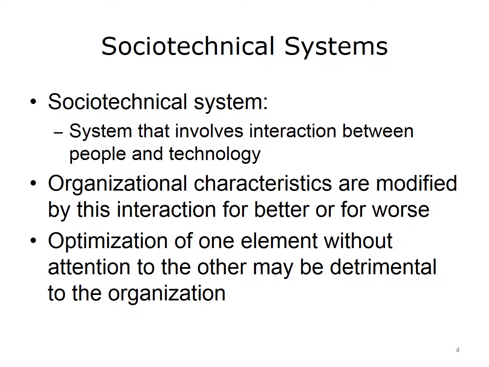A sociotechnical system is a system in which people and technology interact. These interactions can be straightforward or they can be quite complex. Organizational characteristics of the sociotechnical system are modified by this interaction, for better or for worse. Optimization of one element in this system, either the social element or the technical element, without close attention to the other element, may be detrimental to the organization.